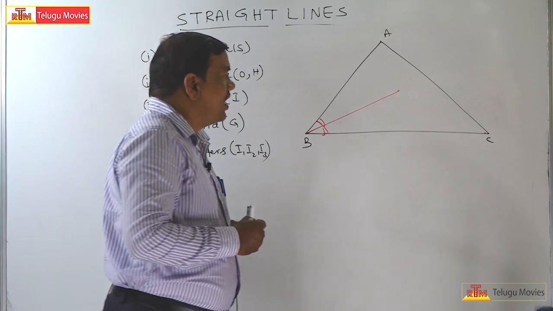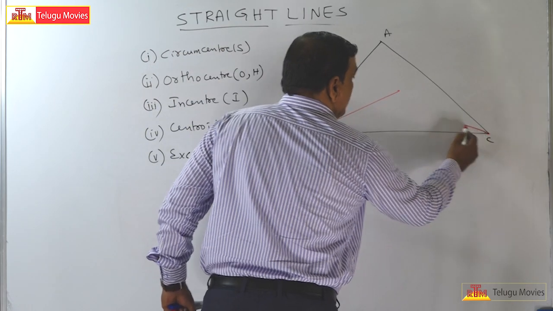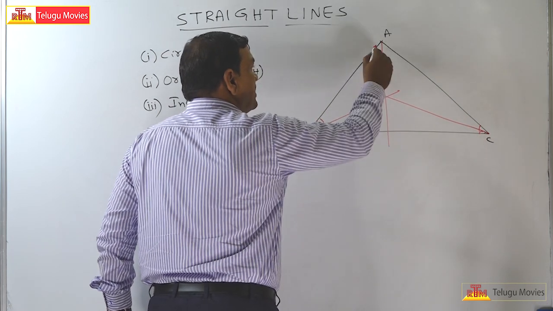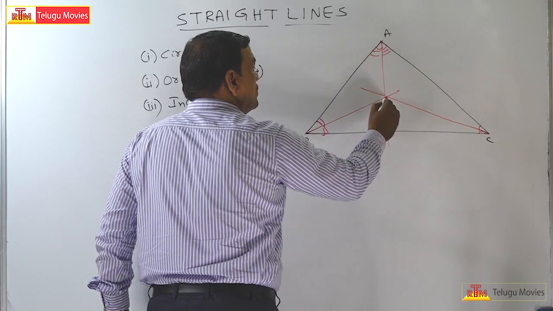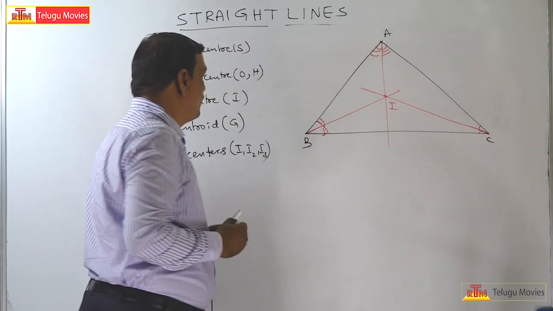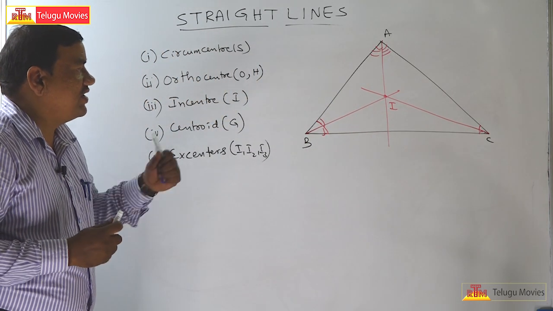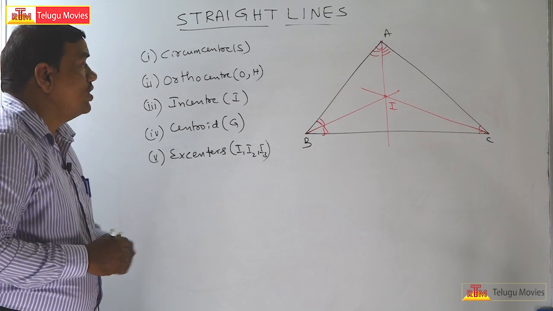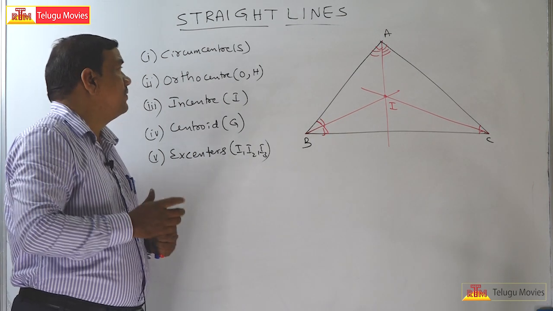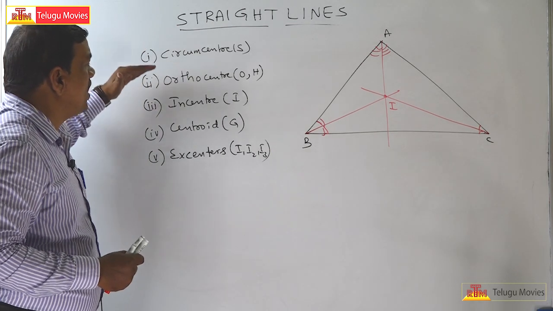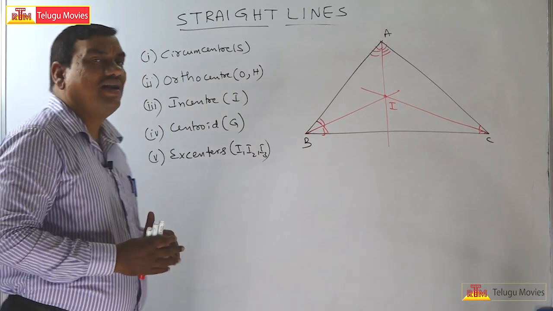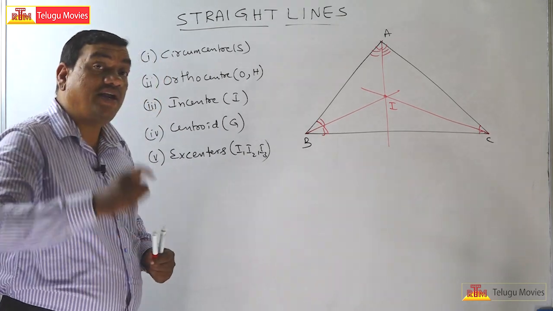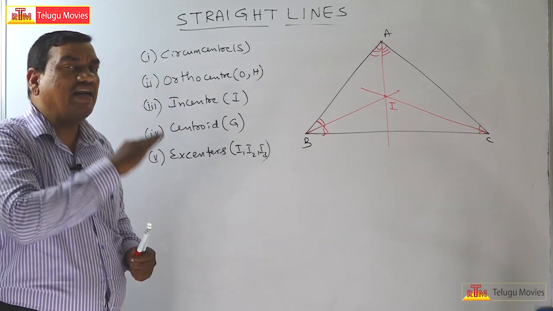Now, like that, draw the angle bisector of C also. Like that, draw the angle bisector of A also. So the point of concurrence of the angle bisectors of a triangle is called the incenter. Here, for finding the circumcenter and orthocenter, there are no direct formulas. But to find the incenter, there is a direct formula.